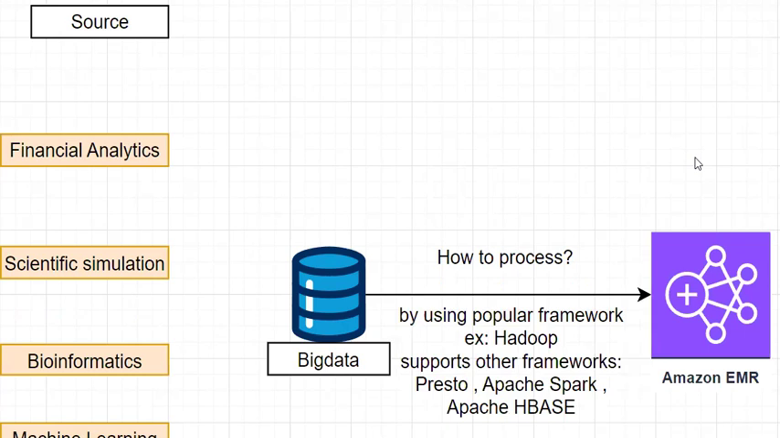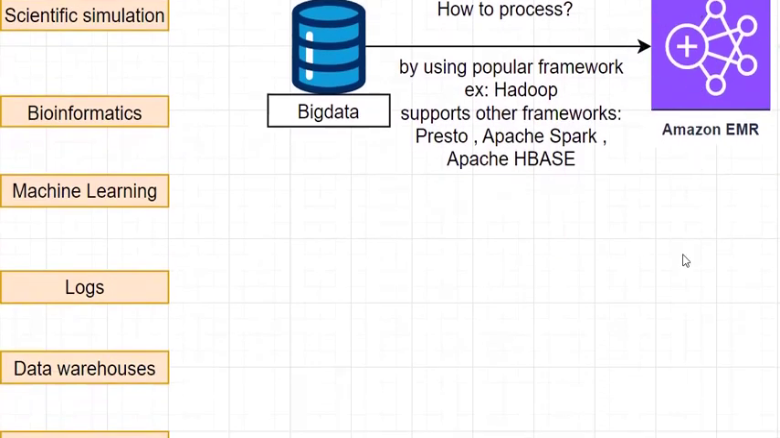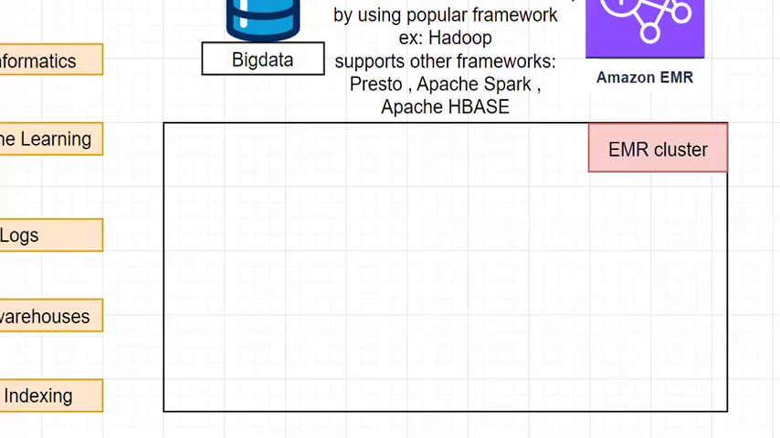So let us see that. In EMR, your infrastructure will be created in the form of clusters. In this EMR cluster, mainly we have three types of nodes. The first type of node is the master node.